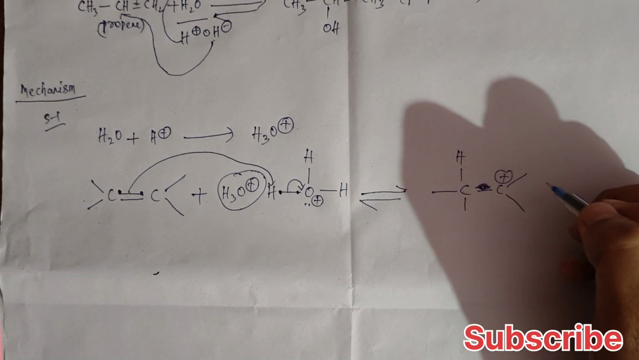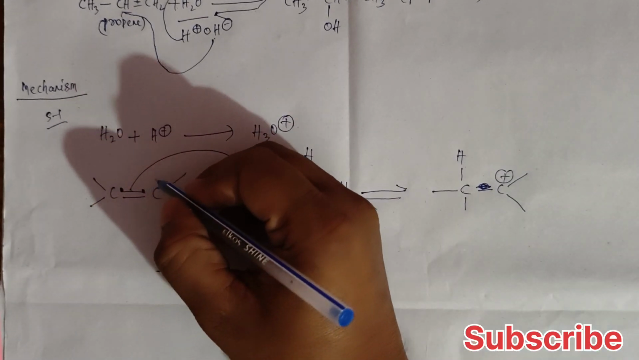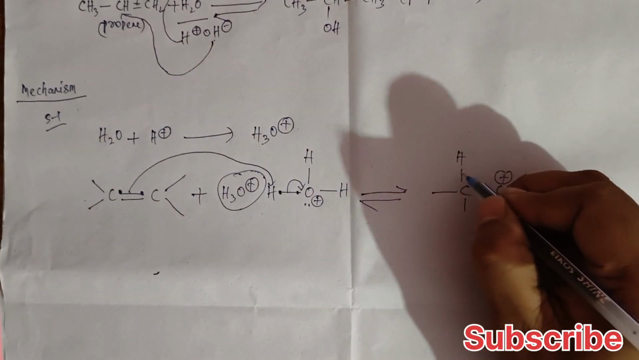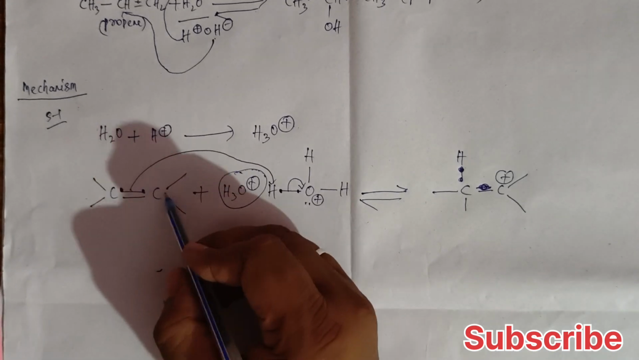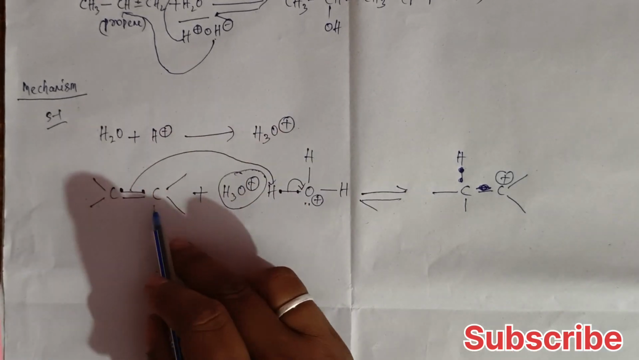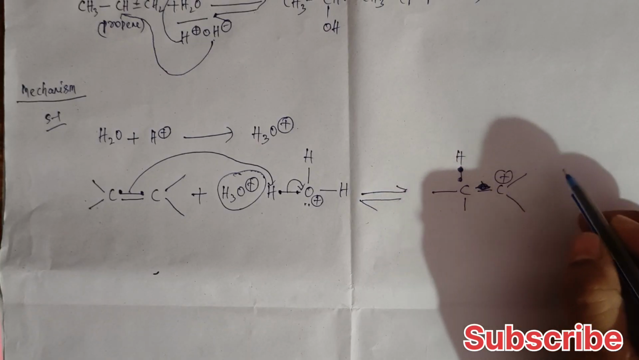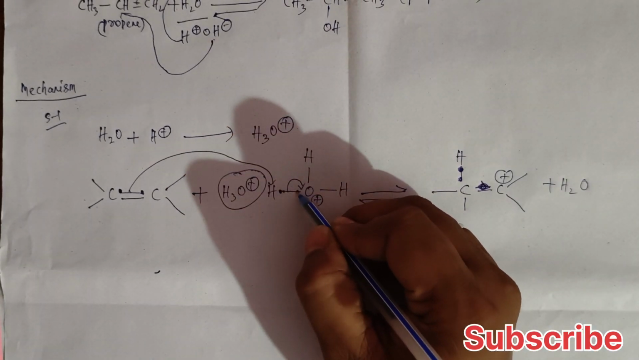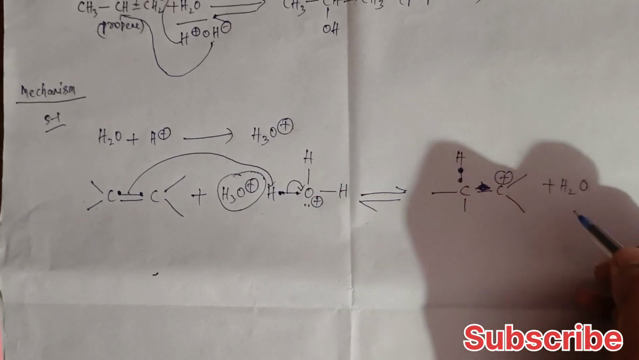Okay. So that means this lone pair, this bond pair forms a bond. That means the shortage of electrons takes place in this carbon atom, so this carbon carries a positive charge. Clear? With the removal of what? Water, because it attracts this bond pair towards itself and forms a water molecule.